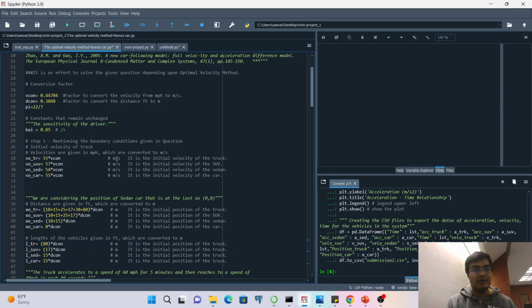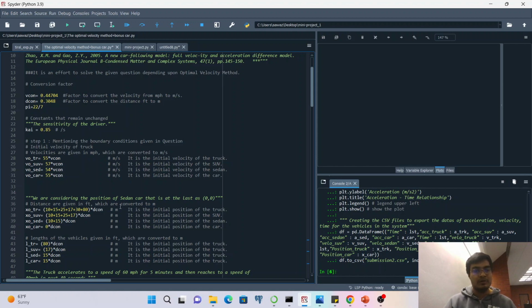Let's define the velocity of the truck, I mean the initial velocities of each vehicle. The velocity of the truck is 55, which is given, and we multiplied it by the factor, so it is converted to meters per second. The same for the SUV, the same for the sedan, the same for the car.